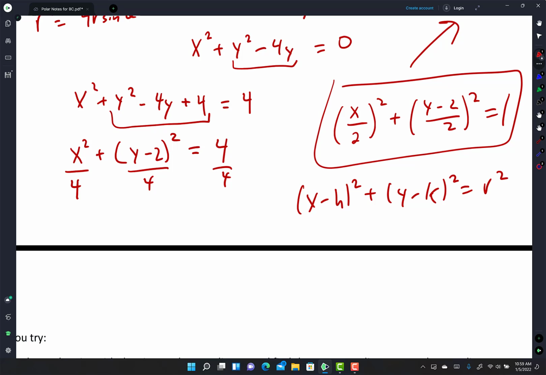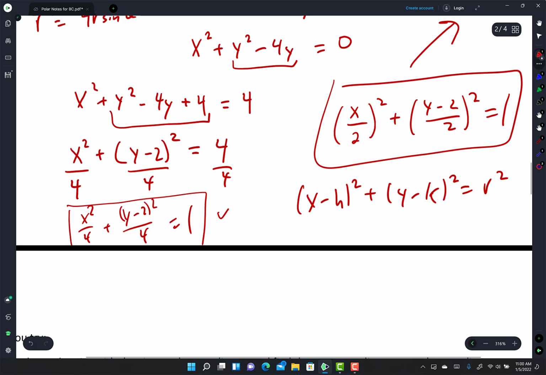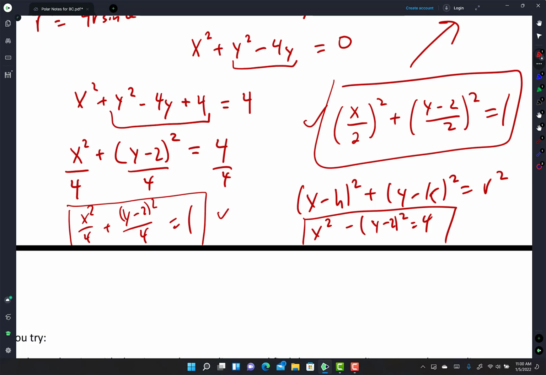Why couldn't we just leave it with them over 4? You could have. Oh, I see, you put the 2 inside the parentheses. Yeah. You could have left it x squared over 4 plus (y minus 2) squared over 4 equals 1. You could have left it like here, or like here, or even like this one: x squared plus (y minus 2) squared equals 4. You could have left it any of these 3 that are boxed. Okay, that makes sense. Thank you.